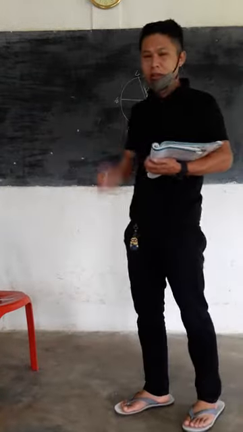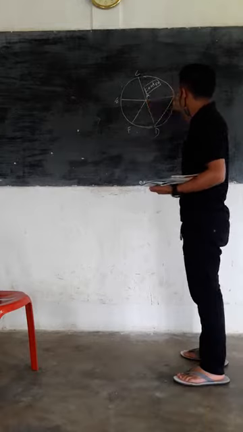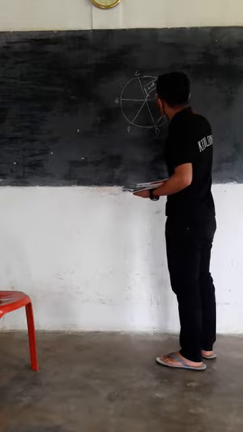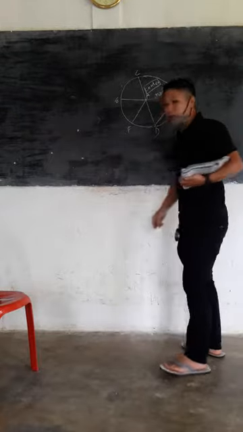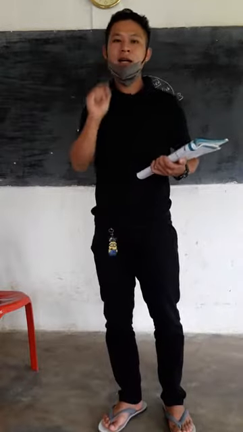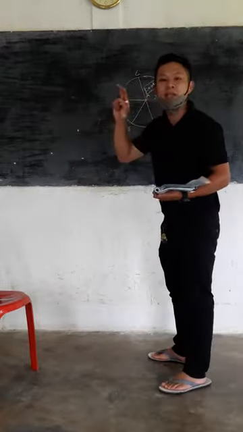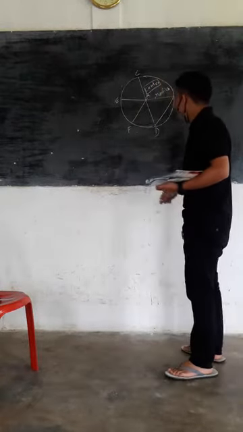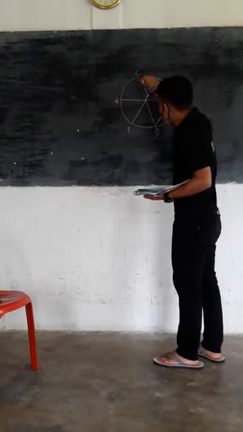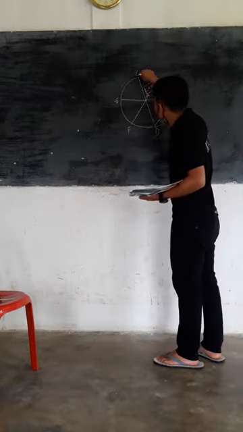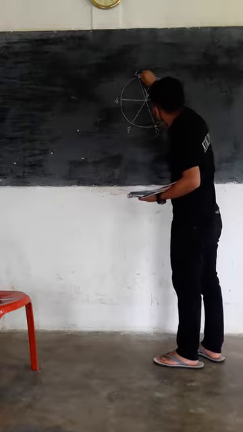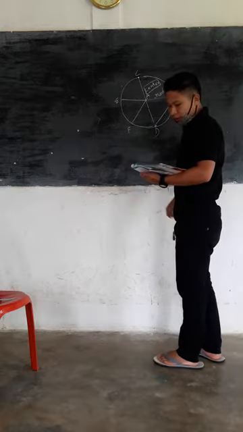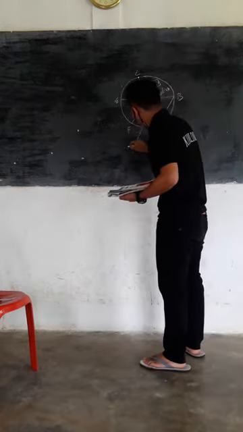Next, the first line from A to P, that is known as radius. The radius is half of the diameter. Now, diameter: from C to T, this straight line is known as diameter.